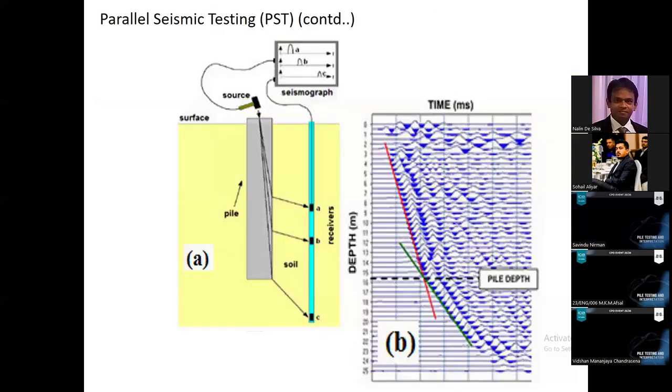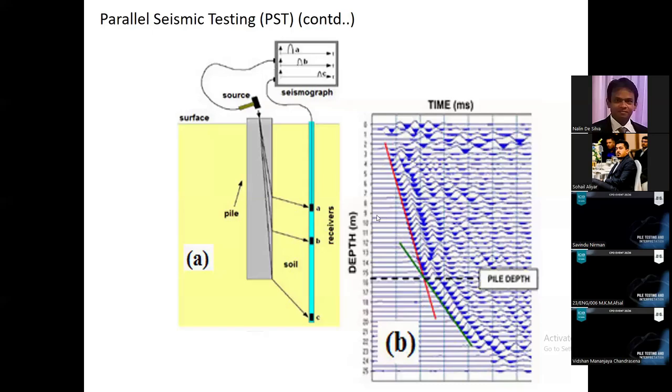So a typical record is shown here. You can see when you move the receiver, it detects the wave arrival, right? So the wave propagates through the pile and it enters the surrounding soil and is detected by the receiver.